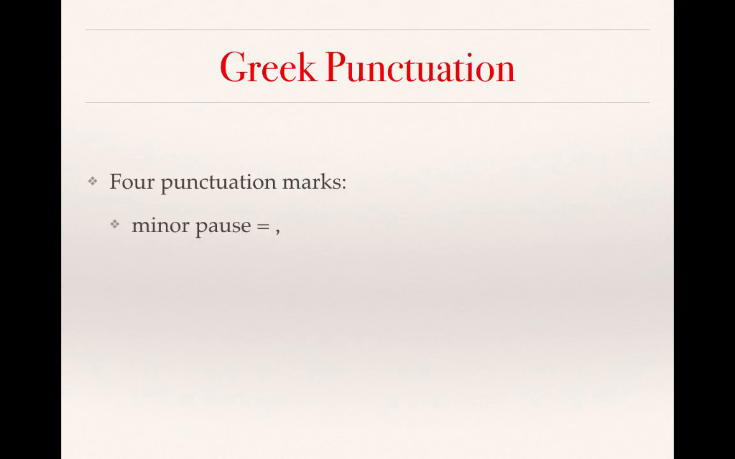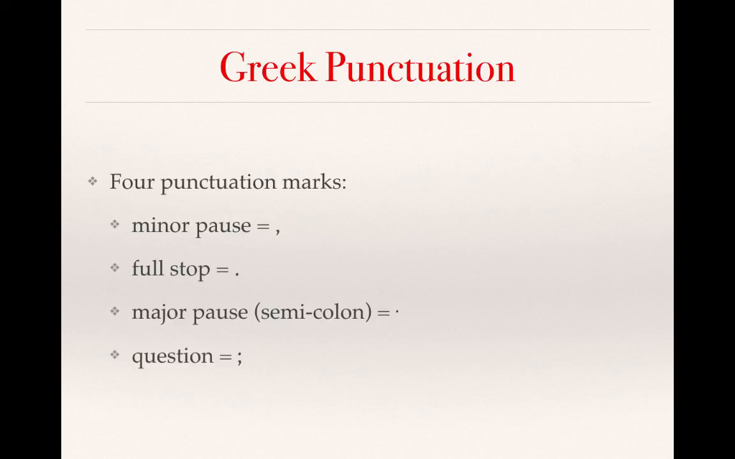All right, there are 4 basic punctuation marks in Greek. The first is a minor pause, which looks like a comma in English, and it has a very similar function. The next is a full stop, which has a similar function to the period, and gratefully it looks the same. Next is a major pause, which is similar to our semicolon, and you'll see it's a slightly raised dot. It just goes up above the mid-level of a letter, and it's a sort of equivalent to a semicolon. And now we get a little confusing, I'm sorry, but a question mark is indicated by what we would know as a semicolon.